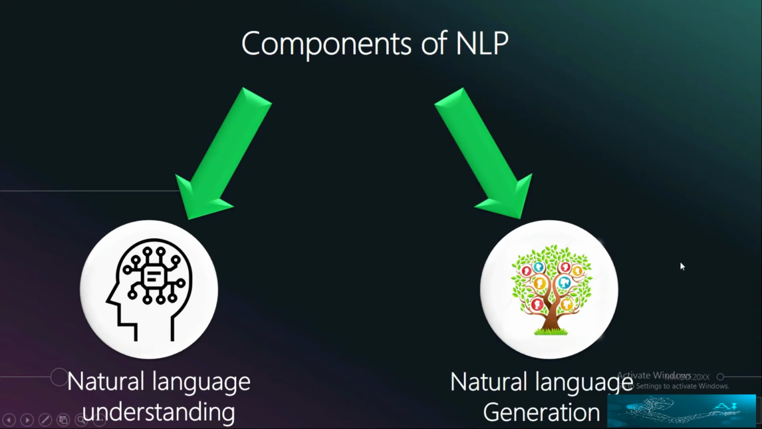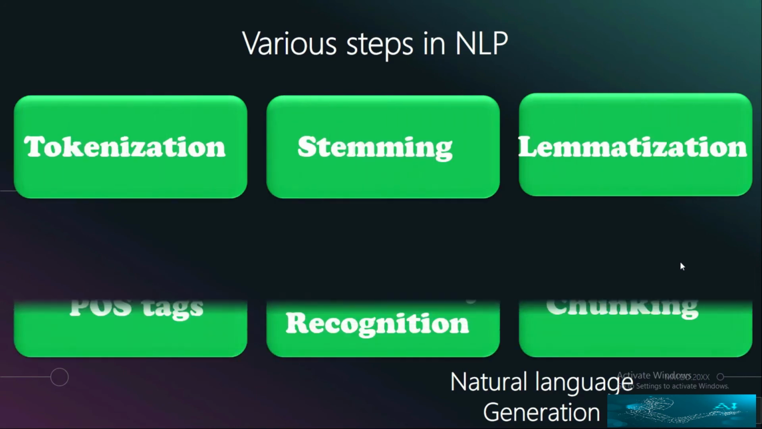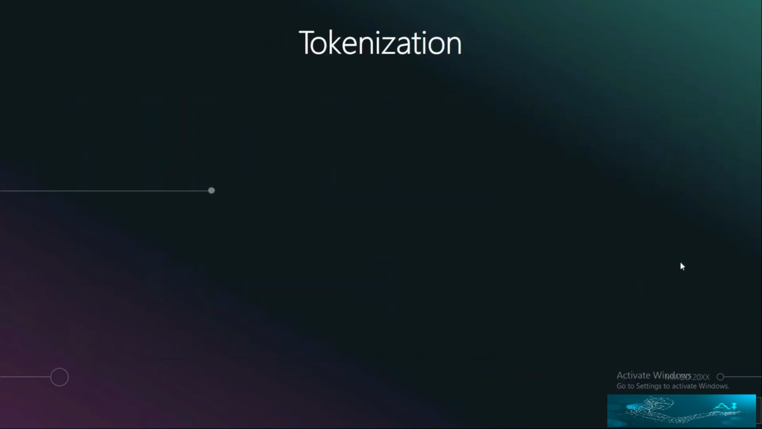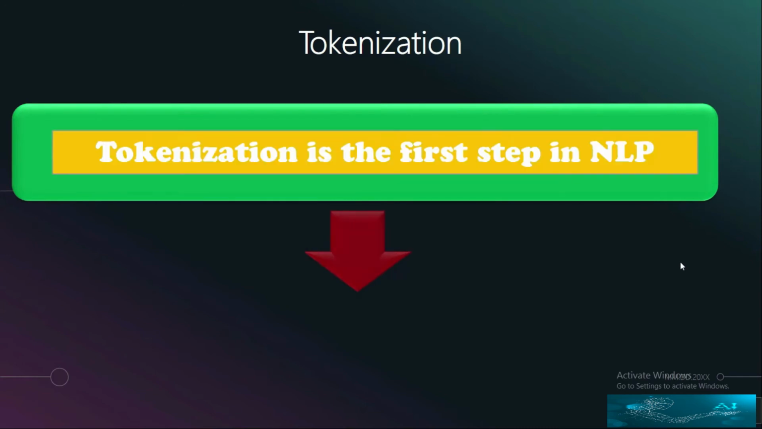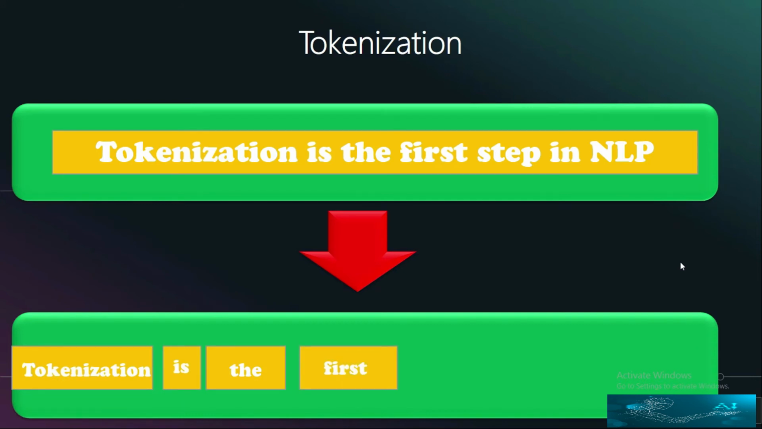Now here there are various steps involved in natural language processing, which are tokenization, stemming, lemmatization, POS tags, named entity recognition, and chunking. Let's start with tokenization. What is tokenization? Tokenization is a process of breaking strings into tokens, which in turn are small structures or units that can be used for further processing. So if you have a look at this example here, taking this sentence into consideration, it can be divided into 7 tokens, and this is very useful for the natural language processing part.